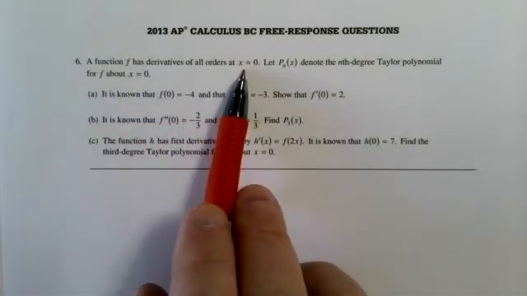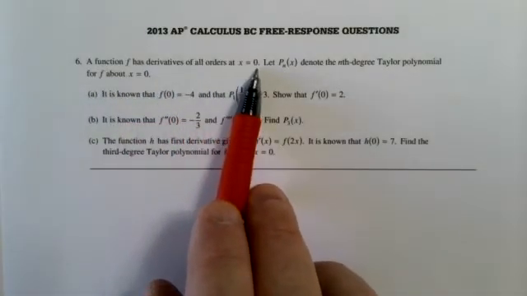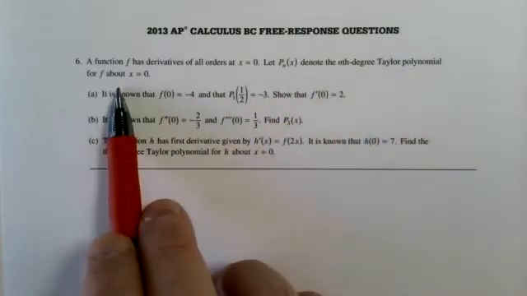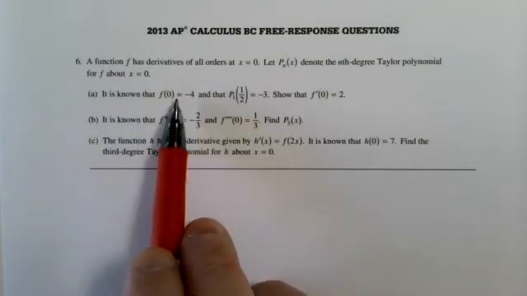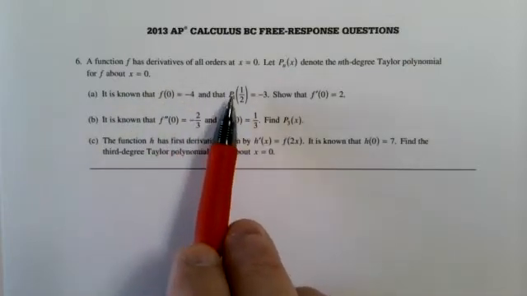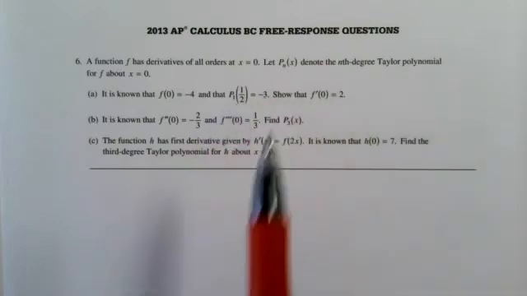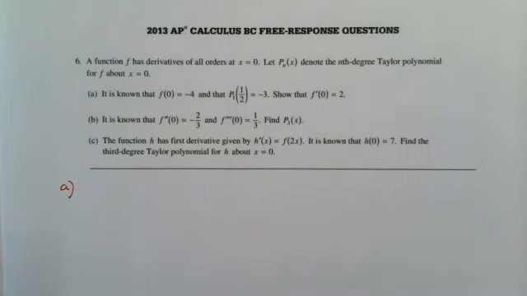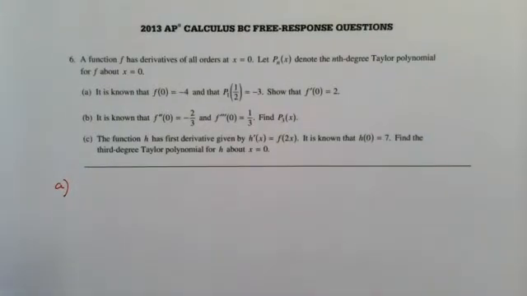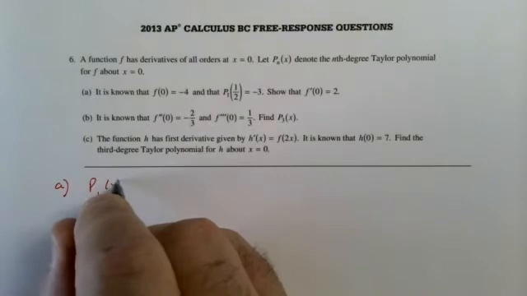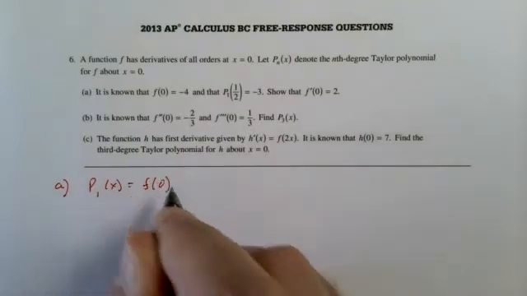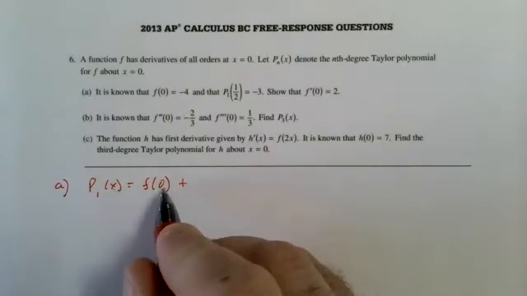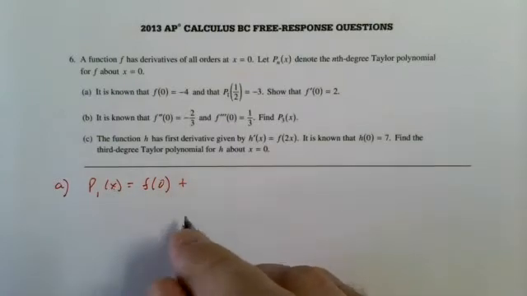Function f has derivatives of all orders at x equals 0, Maclaurin. Let P sub n of x denote the nth degree Taylor polynomial for f about x equals 0. Notice the original f(0) is -4 and that P1, the first order, at 1/2 equals -3. So one of the few things I do know about infinite series is that the first order would be centered at 0. And you might say, shouldn't that be 0? No, that's not what it means. It's centered at 0, not at x equals 0.